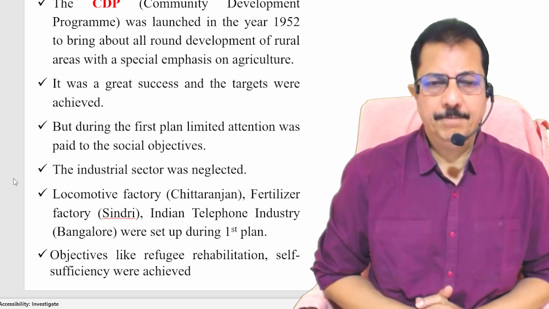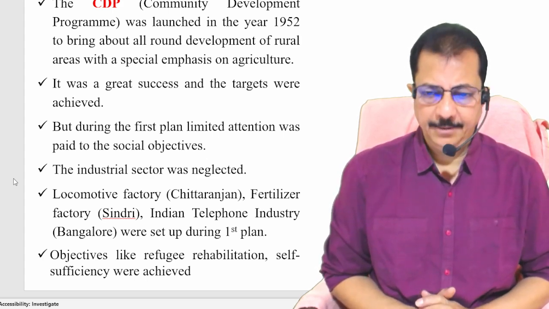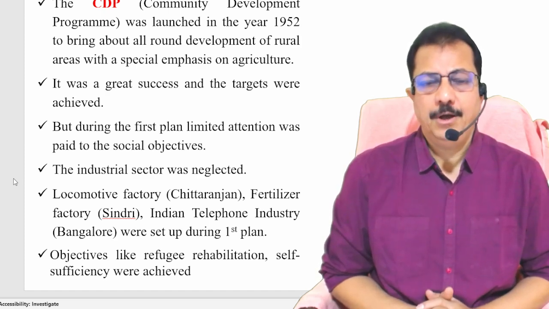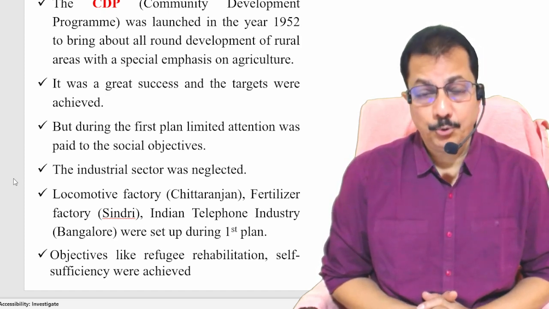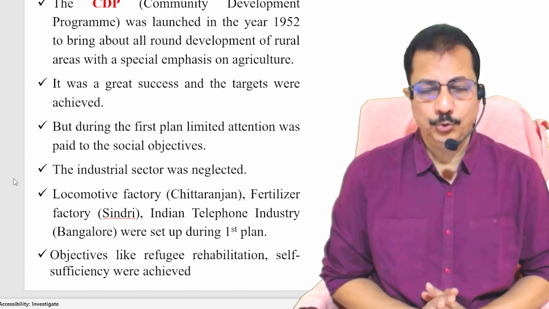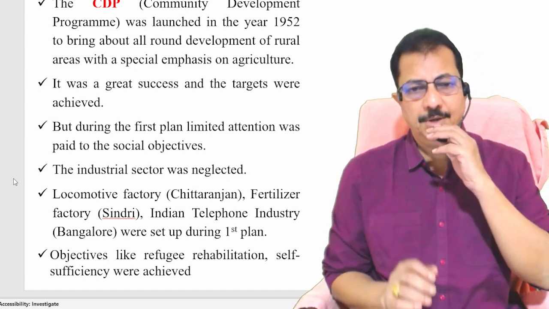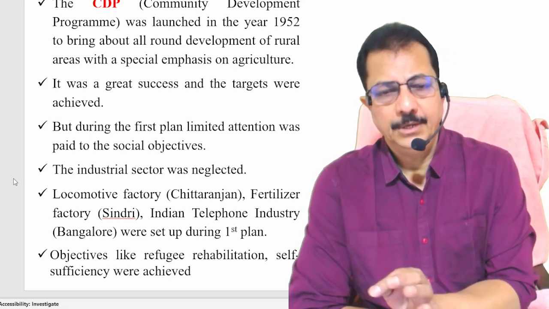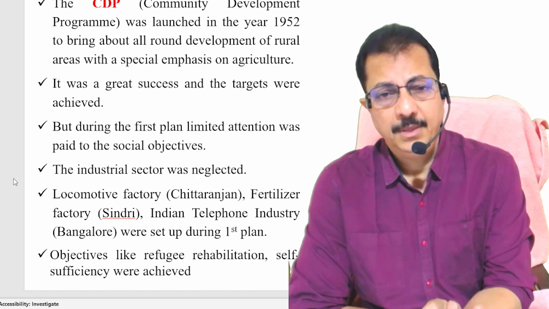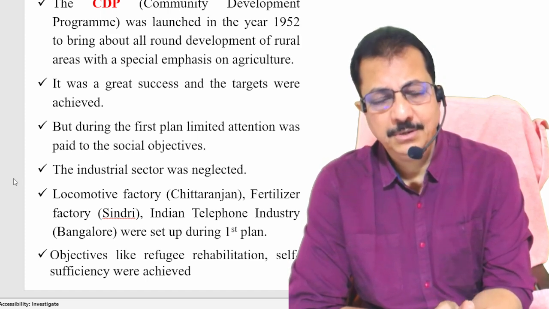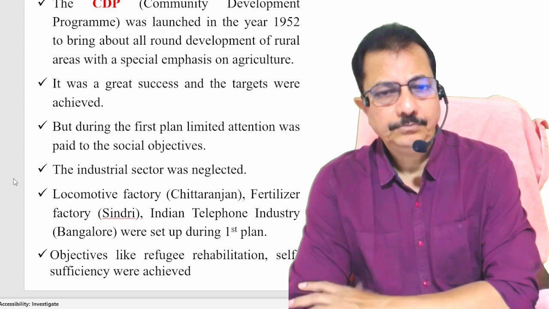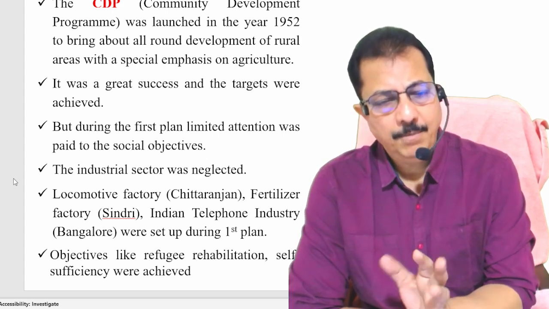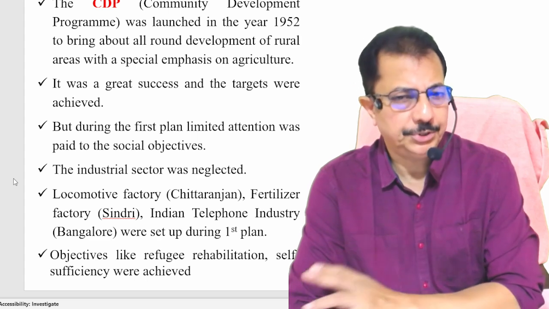One of the very important aspects of the 1951 plan, meaning the first 5-year plan, is the commencement of the community development program in the year 1952, and it was launched on a very auspicious day for India. It was during the birth anniversary of Bapuji, father of the nation, Mahatma Gandhi. Clear? So on October 2nd, 1952, the community development program was launched.